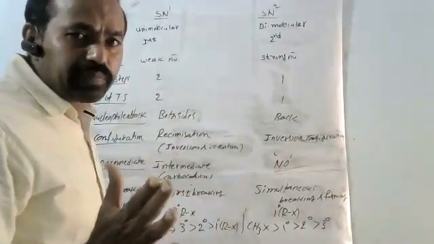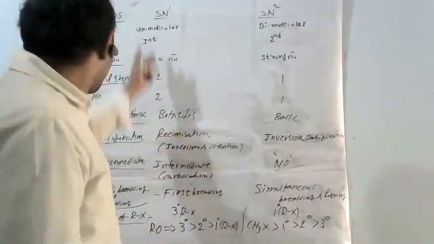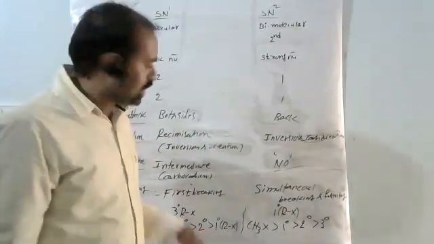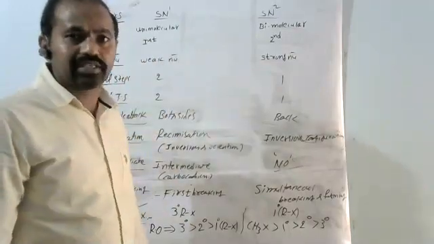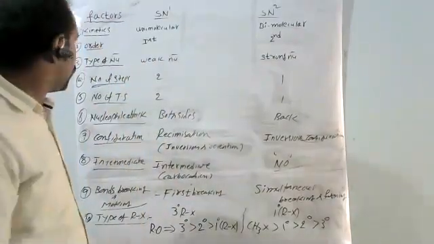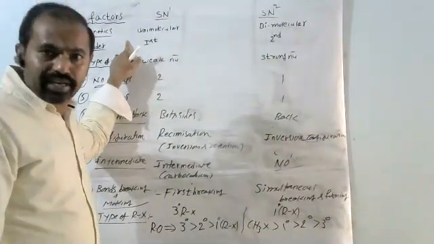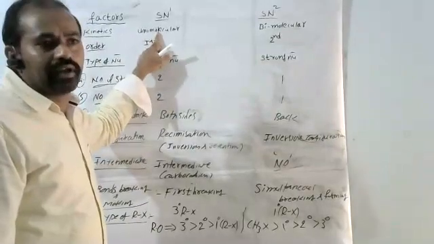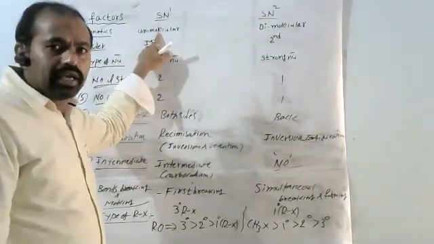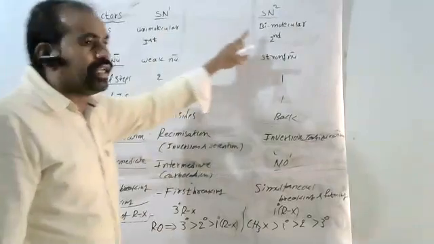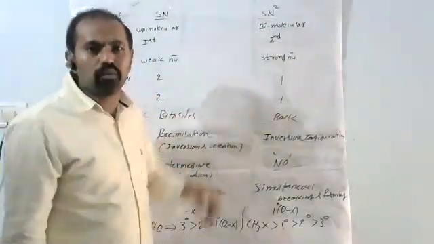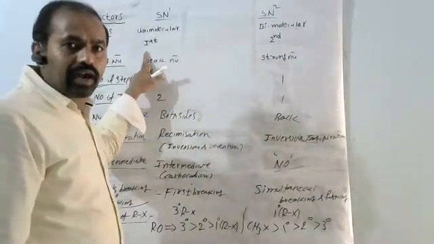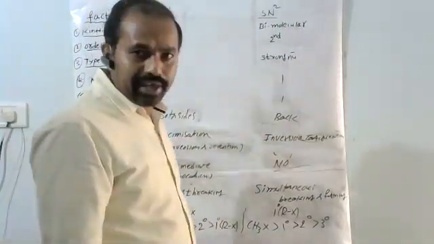Sometimes they will ask the question: write the differences between SN1 and SN2. We can write 6 points here. Otherwise, what are the factors affecting SN1 and SN2? First factor, kinetics. Here the kinetics says it is a unimolecular reaction because the molecularity we get is 1. SN2 is a bimolecular reaction, the molecularity here is 2. SN1 is a first order reaction. SN2 is a second order reaction.